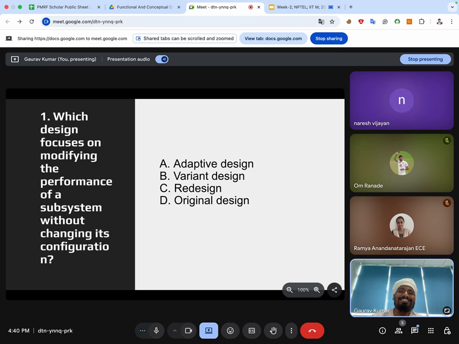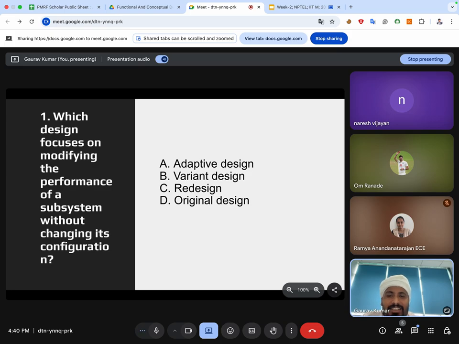No, you are wrong. Okay. Please try. Om, how are you, Om? Good, sir. Okay, good to see you again. Yes, yes, sir. So what is the right answer? I think it's variant design. Variant design. Okay, cool.